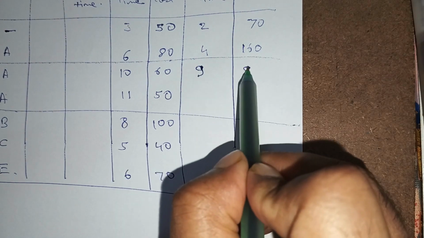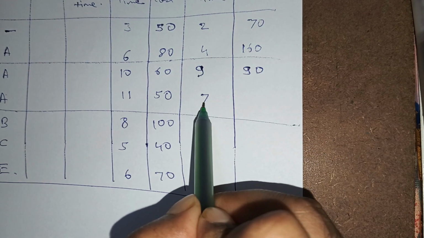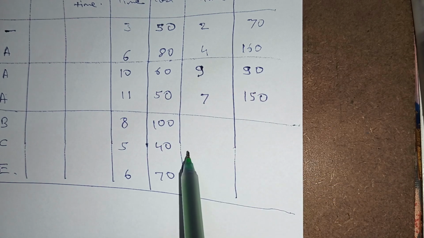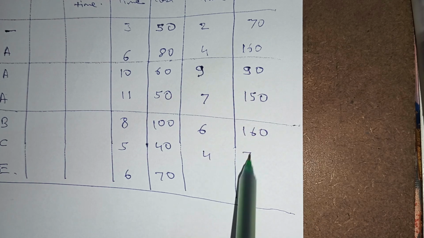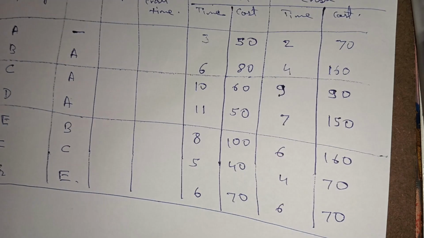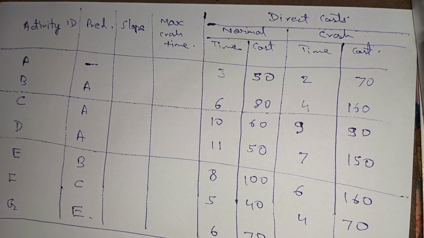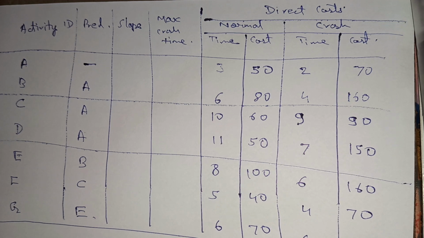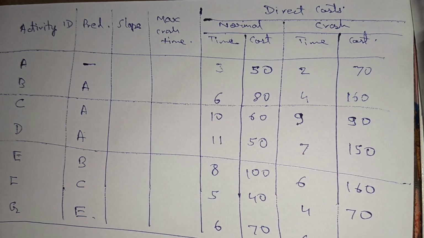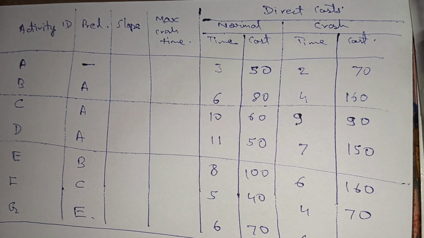9 and 90, 7 and 150, 6 and 160, 4 and 70, and 6 and 70. Okay, so this is the table that we have for your activity, predecessor, and different costs related to the direct costs. Okay, the normal time, crash cost, and normal cost. This is given. Okay, so based on this, now we will calculate the slope and maximum crash time.